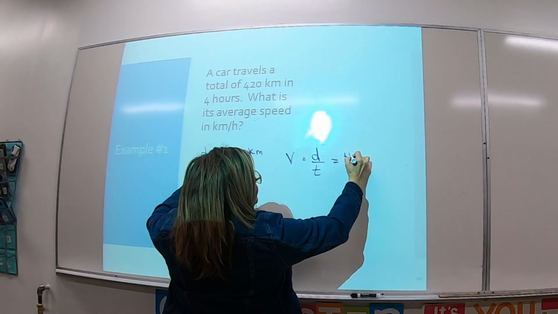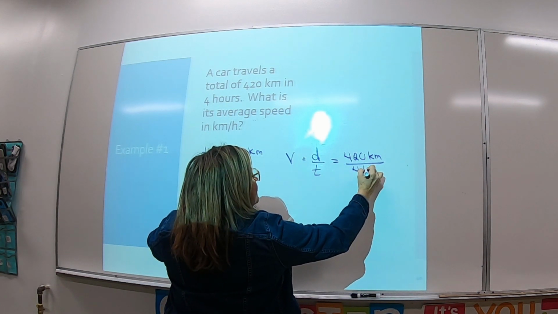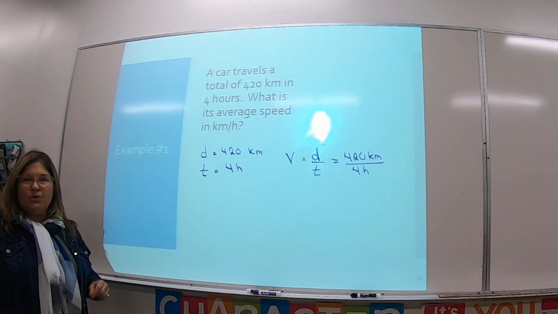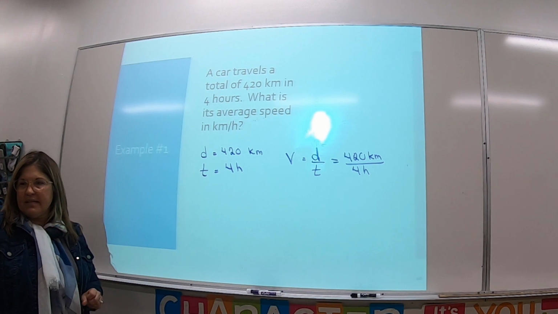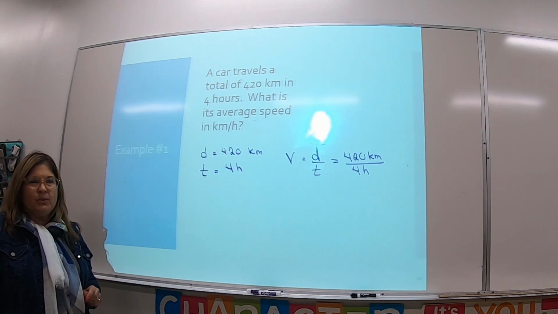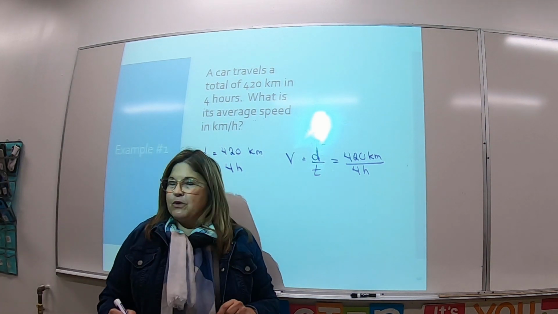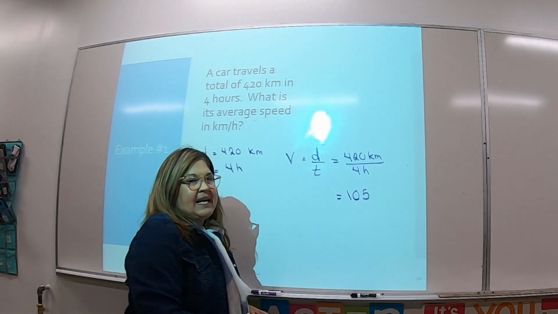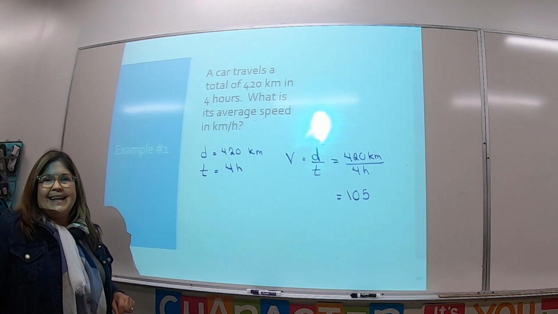Distance is 420 kilometers and time is 4 hours. So we want to take 420 and divide it by 4. Pull out your calculators and give that a try. 420 divided by 4 is 105. Okay, so 105. That's what pops up from the calculator. That's what I'm going to write down.